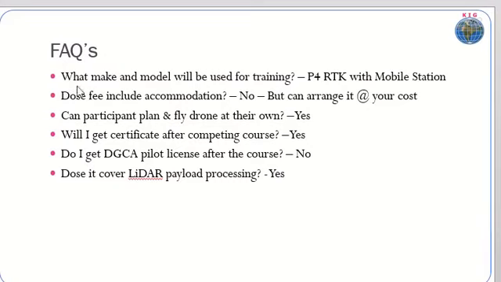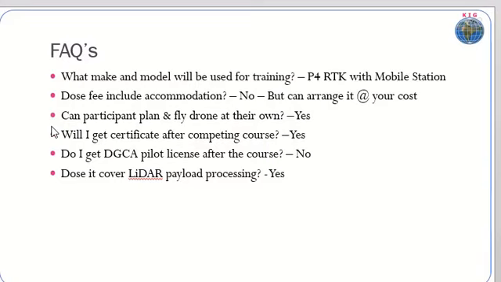Question: what make and model will be used for the training? Answer: we are using Phantom 4 RTK with GNSS mobile base station. If you have your own drone, you can carry that and perform practicals using your own drone. Question: does the course fee include accommodation? Answer: no, but we can help you to book the accommodation near to the institute. You need to pay for it on your own.